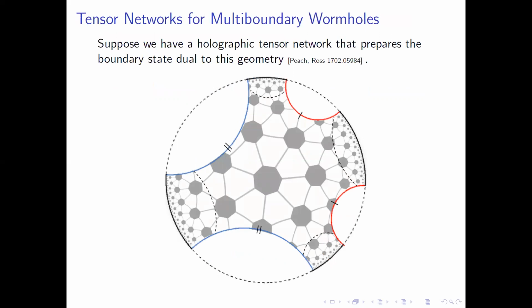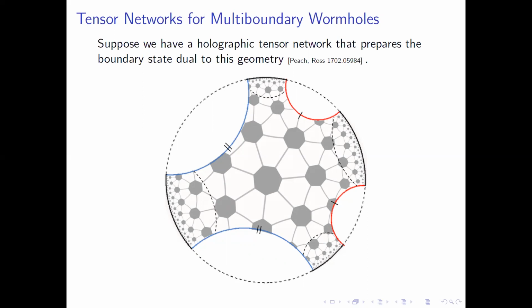So if you're not familiar with tensor networks, don't worry so much about this next part of the talk. This is just some intuition for what we expect for the binding complexity. So we have these wormholes. So now we'd like to understand how exactly we can compute the CFT complexity from them. So suppose we have a holographic tensor network that is preparing the boundary state, which is dual to this geometry. And these types of networks were studied by these 2 individuals, Peach and Ross, in this paper.